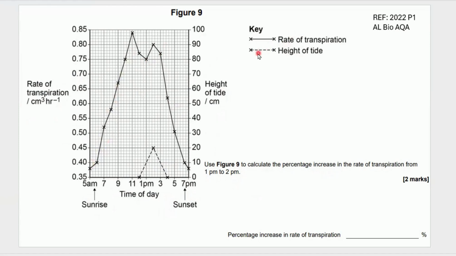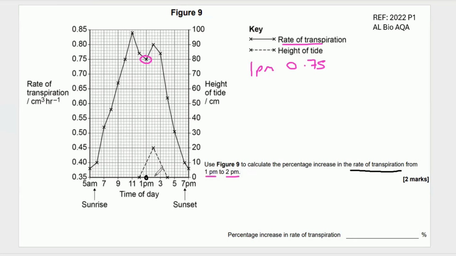Now, it asks us to calculate the percentage increase in the rate of transpiration. So first of all, we're looking at rate of transpiration, and we're looking at the times 1 p.m. and 2 p.m. So let's locate 1 p.m. and 2 p.m. There's 1 p.m., and we can just circle this cross here. This plotted point is 1 p.m., so that's 0.75. That is our rate of transpiration at 1 p.m.